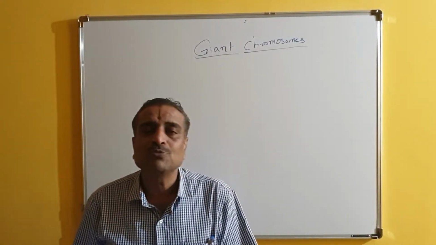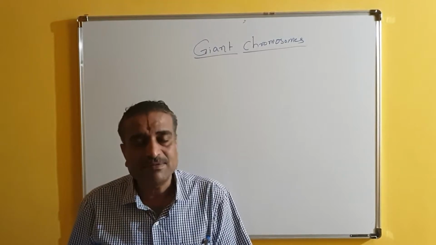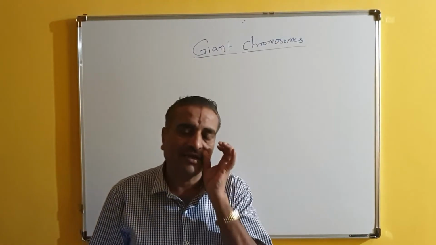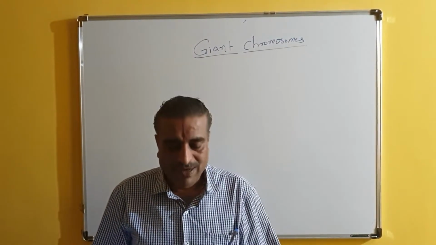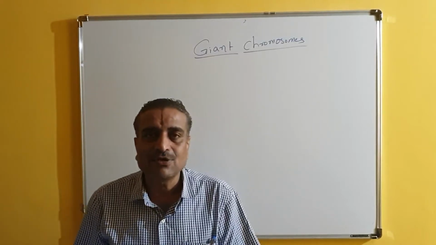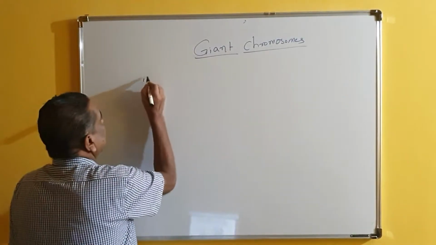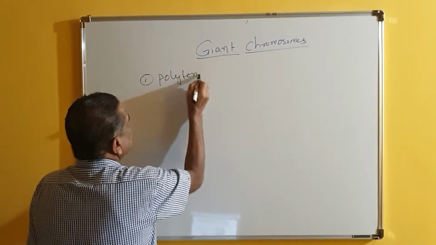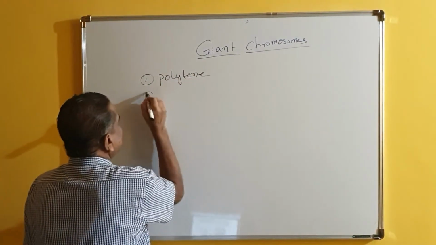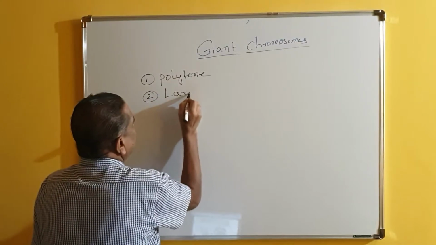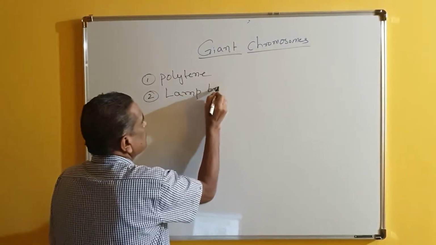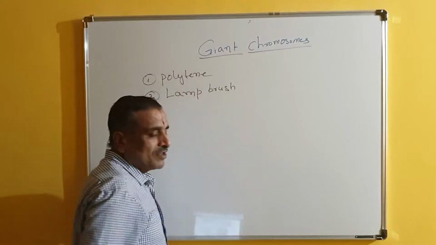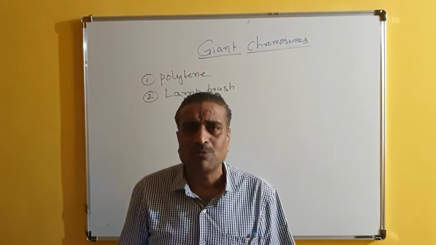And the giant chromosomes are of two types. For the study, we are classifying them into two types. The first one is called polytene chromosome, and the second one is called lampbrush chromosome. These two are giant chromosomes only.